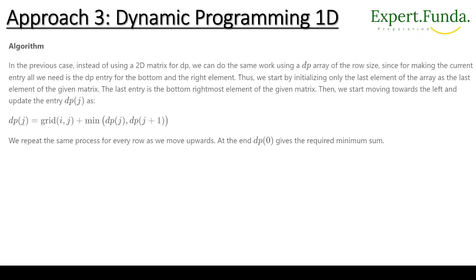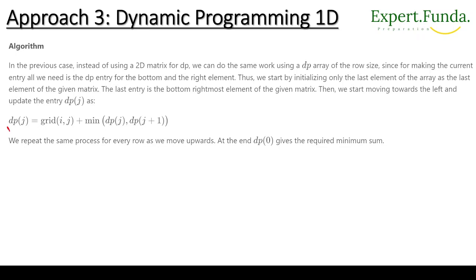So in the previous case, instead of using a 2D matrix for the dp, we can do the same work using a dp array of that row size. Since for making the current entry, all we need is the dp entry for the bottom and the right element. Thus we start by initializing only the last element of the array as the last element of the given matrix, right? So the last entry is the bottom rightmost element of the given matrix, and then we will start moving towards the left, and we will update the entry dp[j].